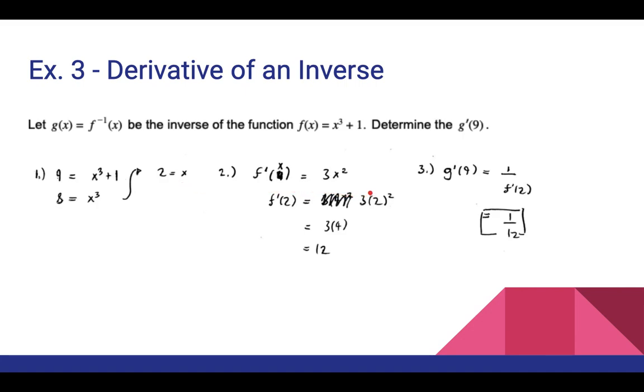Now after this, all you have to do is take the derivative of f, 3x squared, evaluate at x equals 2, plug 2 in, which gives you that f prime of 2 is equal to 12. And then you take the reciprocal to get g prime of 9, which is 1 over 12. And that's all you have to do to determine the derivative of your inverse.